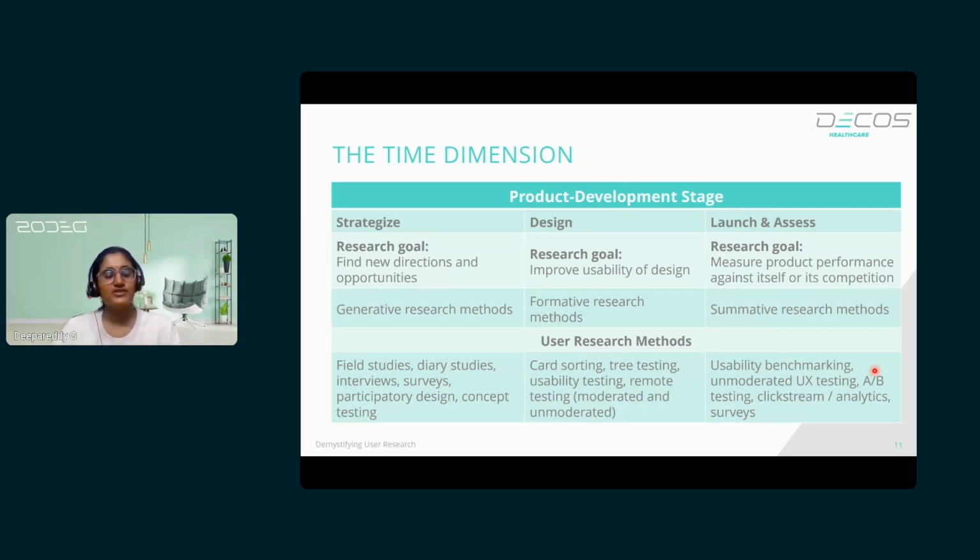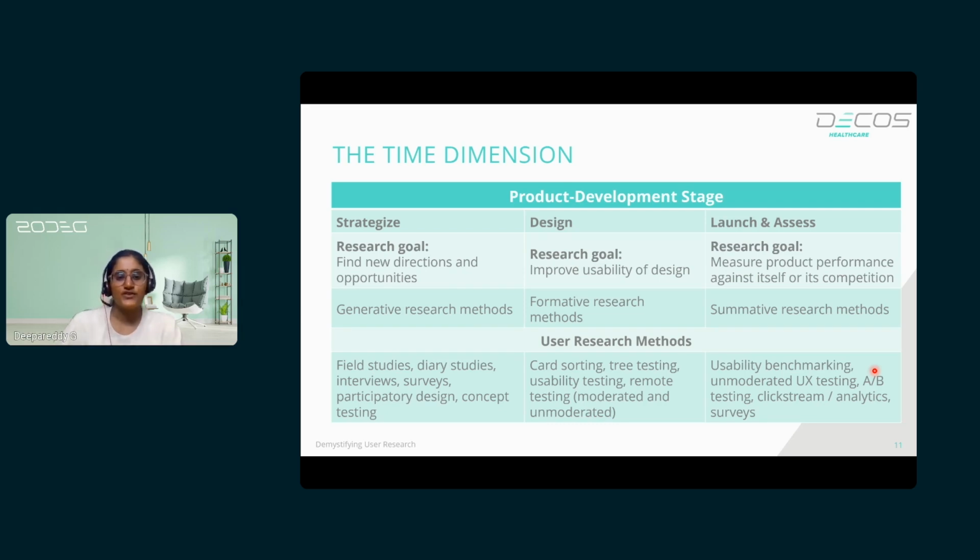So the research goal here is to measure the product performance against itself or its competition. In this development, after reaching a certain level, we will be evaluating the performance of the product. For this purpose we will be using summative research methods. They are employed to assess the product against earlier versions or the competitors, by measuring success and how impactful it would be for the user.